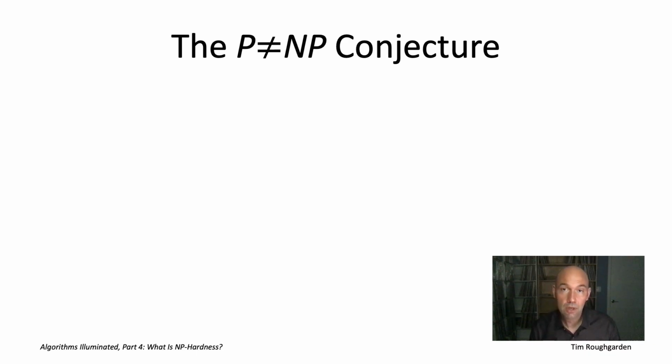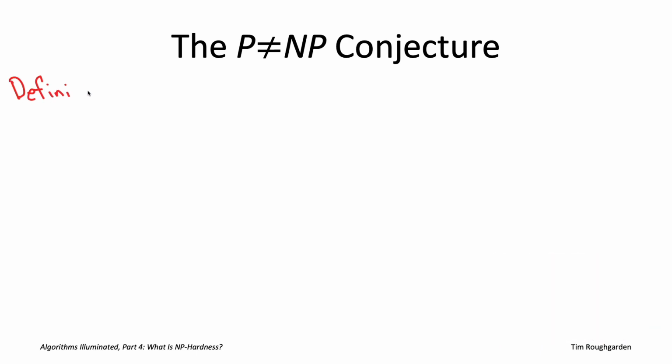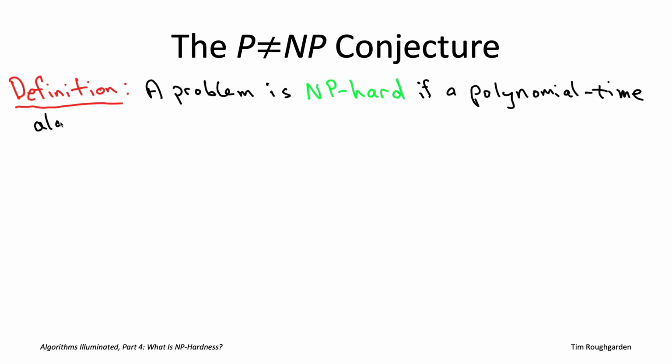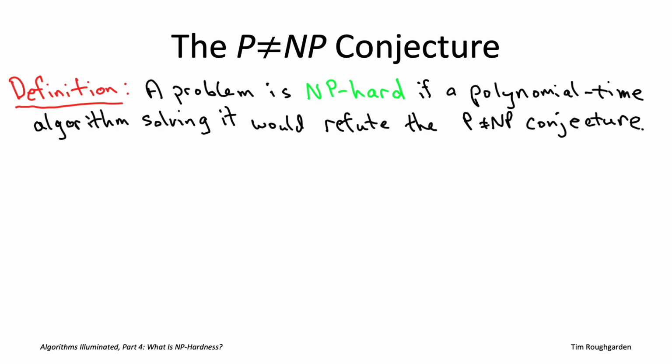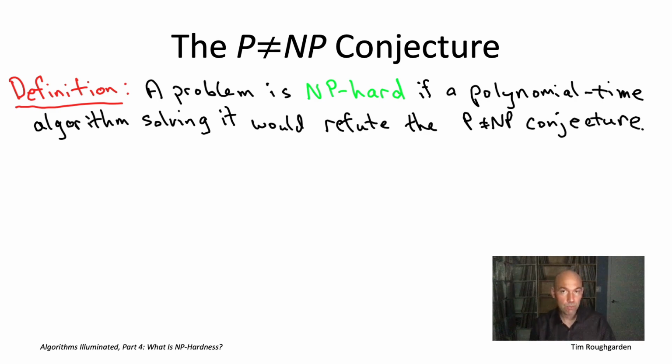deep in the playlist. But let me tell you what's going to be our provisional definition for the next large number of videos. So the provisional definition is that a problem is going to be deemed NP-hard if a polynomial time algorithm solving it would refute a famous mathematical conjecture known as the P not equal to NP conjecture. So turning this statement around, what this says is that if the P not equal to NP conjecture is true, which most people believe that it is, then no NP-hard problem, including the TSP, is polynomial time solvable.